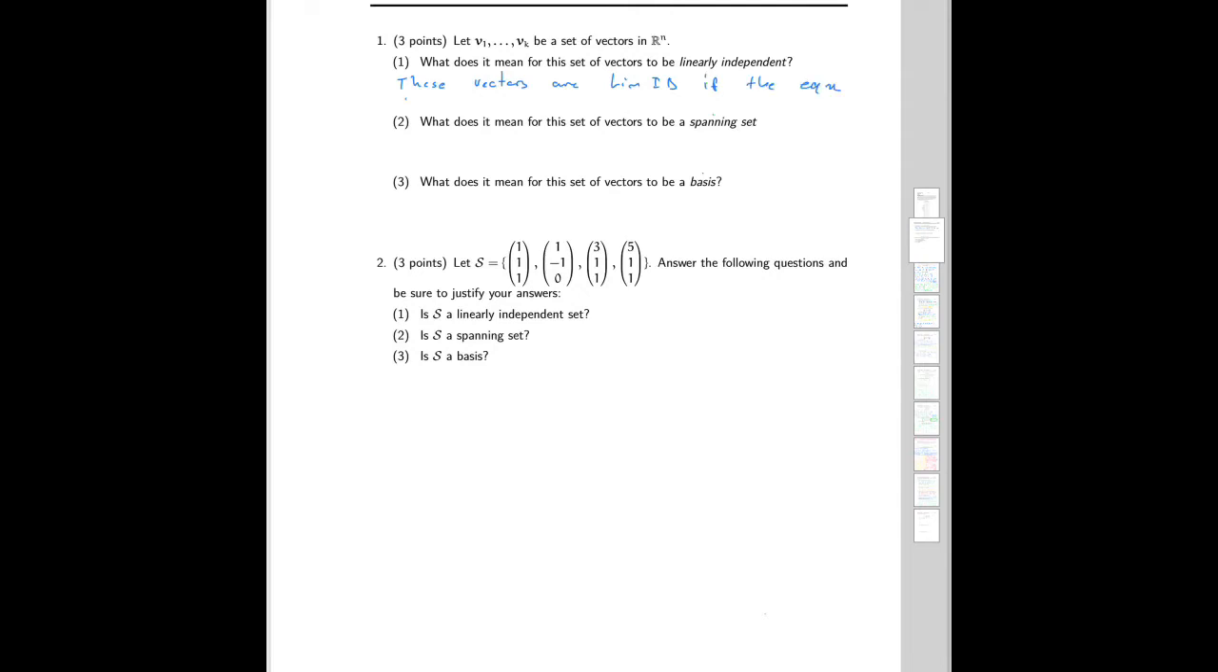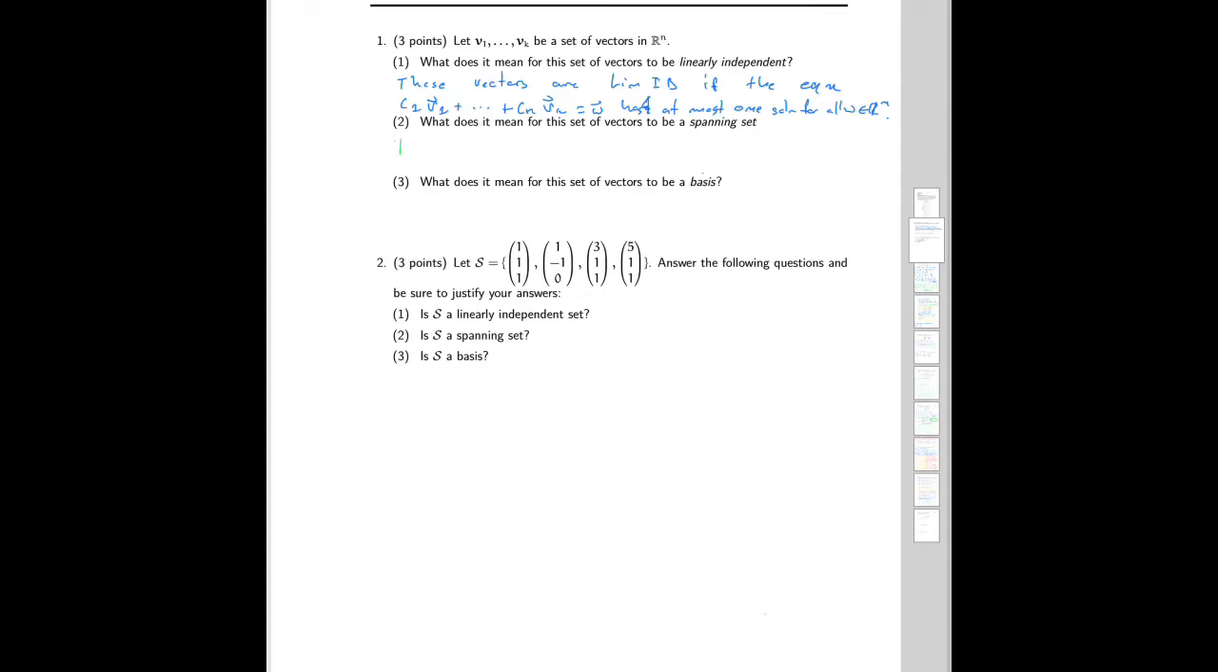if the equation C1 V1 plus ... plus CK VK equals W has at most one solution for all W in Rn. Okay, another way, an equivalent way of saying this is that none of the vectors are in the linear span of the other vectors.